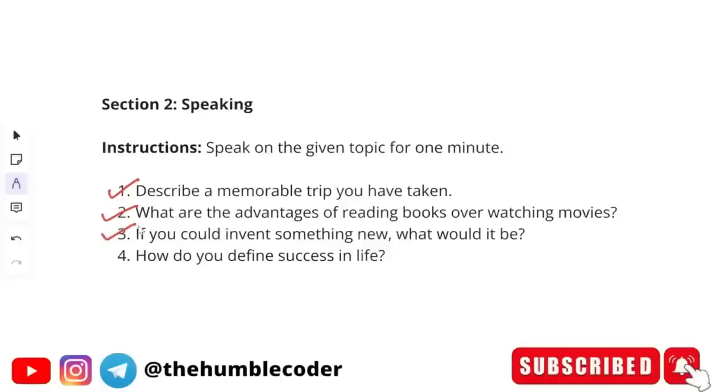If you could invent something new, what would it be? Okay, so I'm going to speak on this topic now. I would invent a device that translates animal sounds into human language. This would help us understand what animals feel and need, improving their care and protection. It could be useful for pet owners, veterinarians, and even wildlife conservationists. So in this way, guys, you can speak on this topic. Let's move on to the next question.